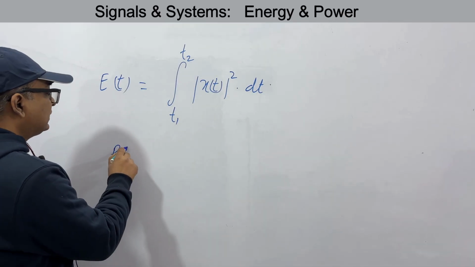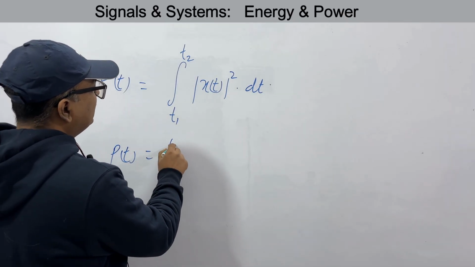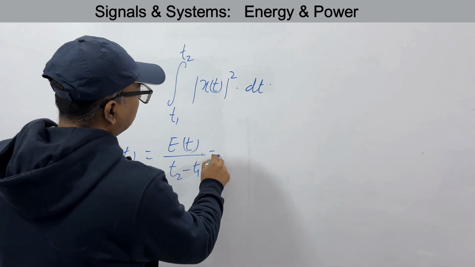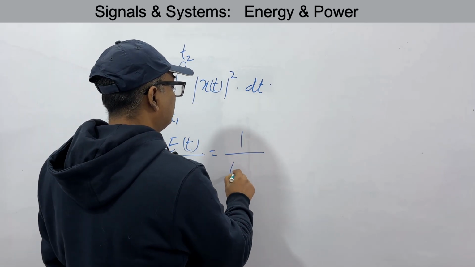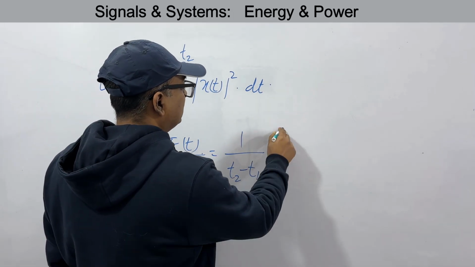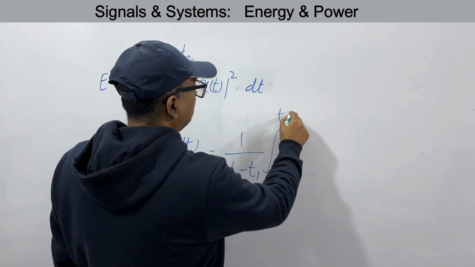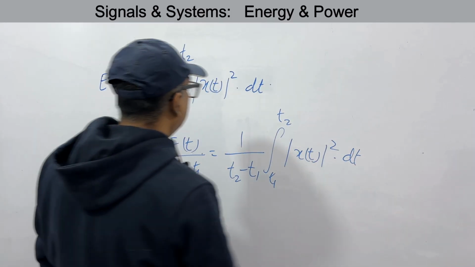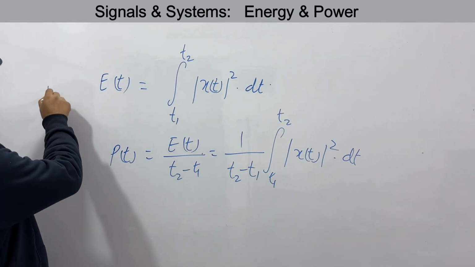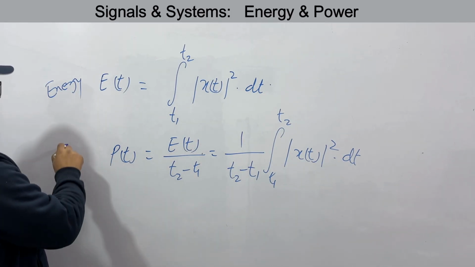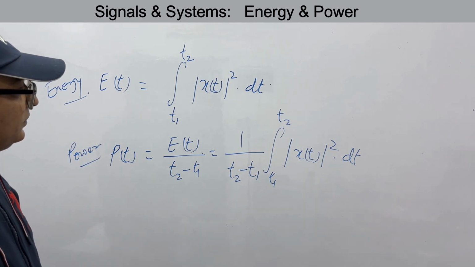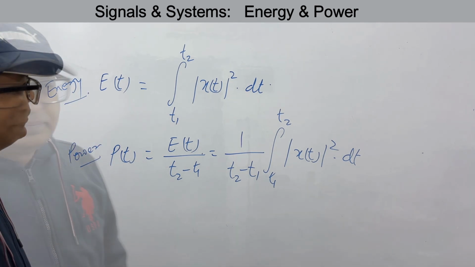And power, time average power, is this E(t) divided by the time interval, that is T2 minus T1. So this will be 1 by (T2 minus T1), integral from T1 to T2 of |x(t)|^2 dt. Okay, so this is the expression for energy and this is the expression for power. You must note this down.